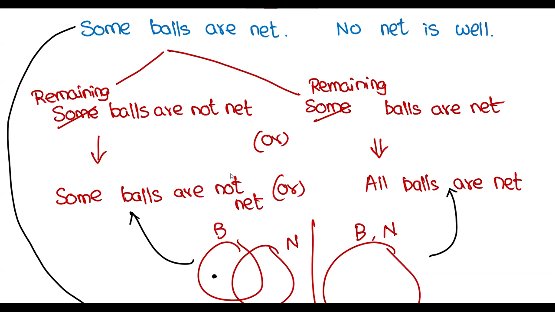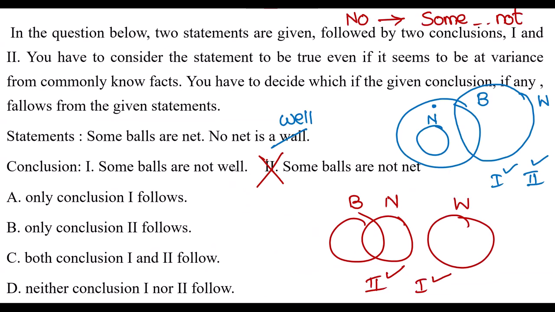Some balls are net. Now what about the second statement? Sorry, the first conclusion: some balls are not well. That's true only. You try any diagram, even if it's B and N combined.